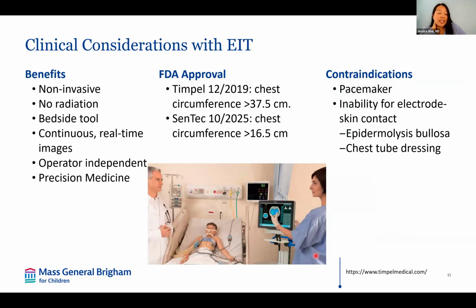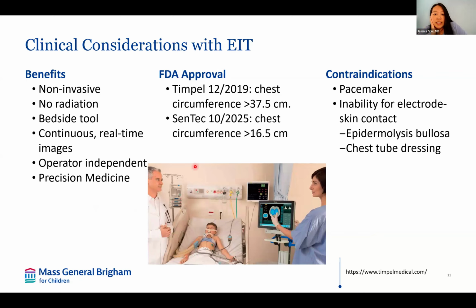So EIT has the benefits of being non-invasive. There's no ionizing radiation involved. It's a bedside tool, gives continuous real-time images, and is operator independent, and we'll discuss how it has the potential for providing precision respiratory care. Timpel had FDA approval in December 2019 for patients who have a chest circumference of 37.5 centimeters and above. That's roughly the size of a former term 1-month-old baby, so through pediatrics into adulthood.